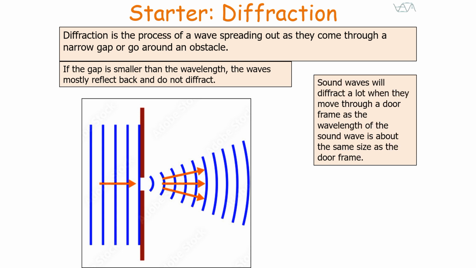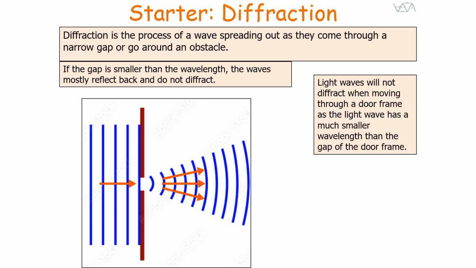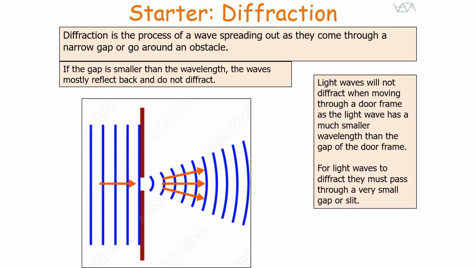So it's important to note that sound waves will diffract a lot when they move through a door frame, as the wavelength of the sound wave is about the same size as the gap size of the door frame. But light waves will not diffract when moving through a door frame, as the light wave has a much smaller wavelength than the gap of the door frame. So for light waves to diffract, they must pass through a very small gap or slit, because that gap or slit must be equivalent to the wavelength of light, which is a very, very small value in meters.